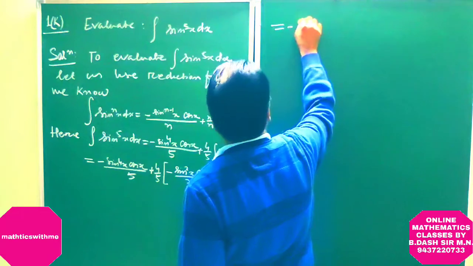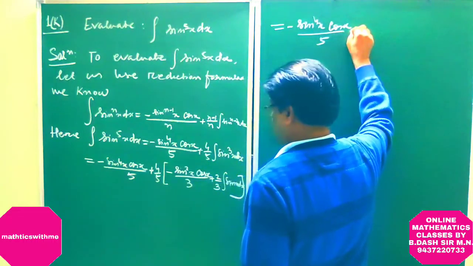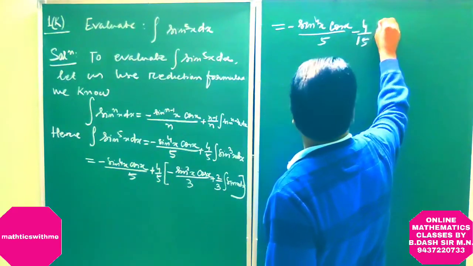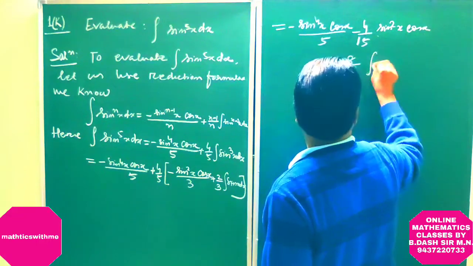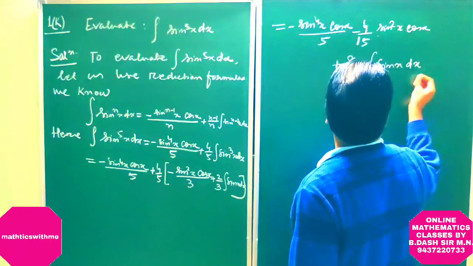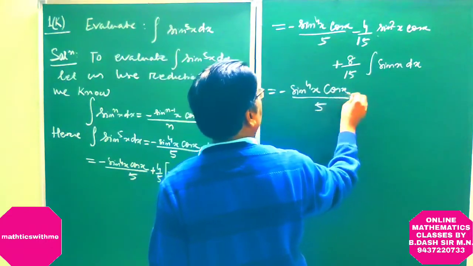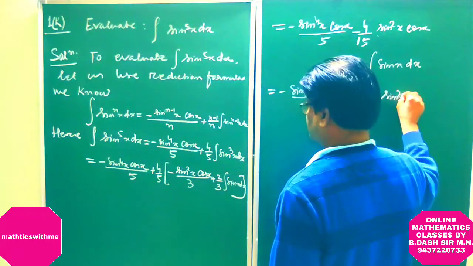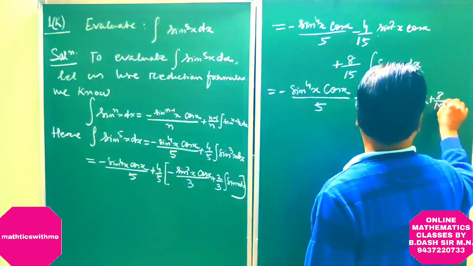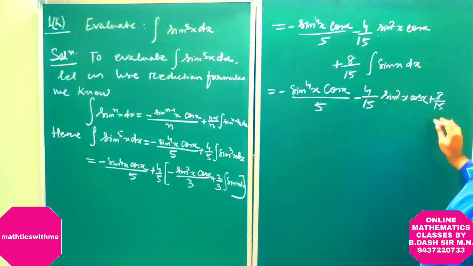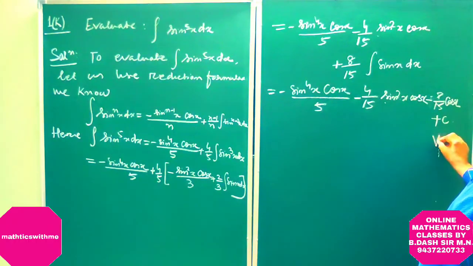So this is equal to minus sin to the power 4x cos x by 5 minus 4 by 15 sin square x cos x plus 8 by 15 integration sin x dx, which is equal to minus sin to the power 4x cos x by 5 minus 4 by 15 sin square x cos x plus 8 by 15 integration of sin x, which is minus cos x. So minus 8 by 15 cos x plus c. Answer.